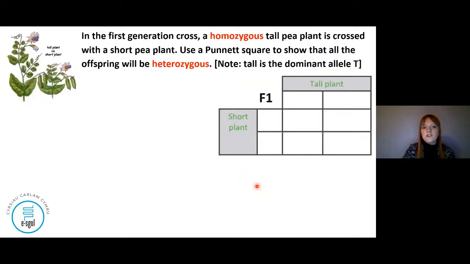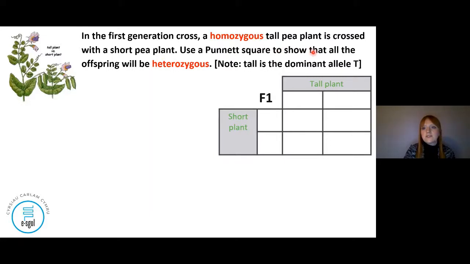Okay, so we're going to have a look at one of those genetic crosses now. So in the 1st generation cross, a homozygous tall plant, homozygous, same, homozygous tall plant is crossed with a short pea plant.